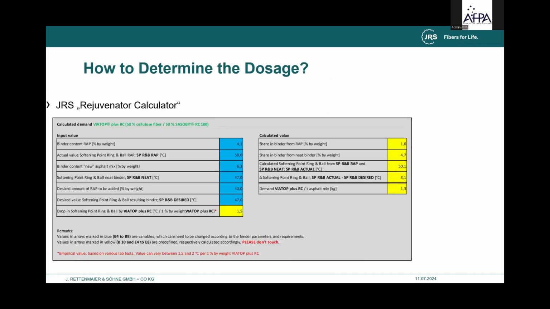Just to give you an idea how we are determining the amount of rejuvenator to be added. In this particular case, we are doing this calculation with the softening point ring and ball of the binder. That is just an example, and the outcome or the amount to be added strongly depends on the content of the RAP binder, on the properties of the RAP binder, how much RAP you want to use. That gets into the calculation to finally determine how much of our additive you do need for the resulting asphalt.